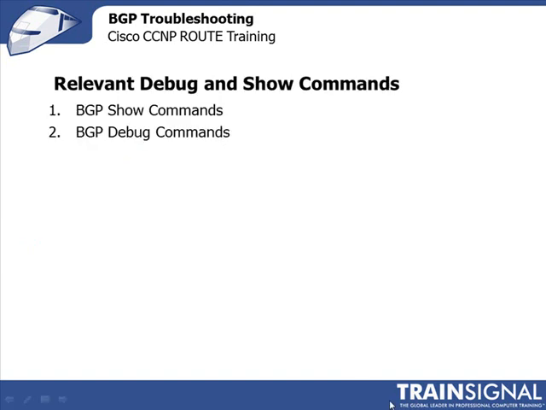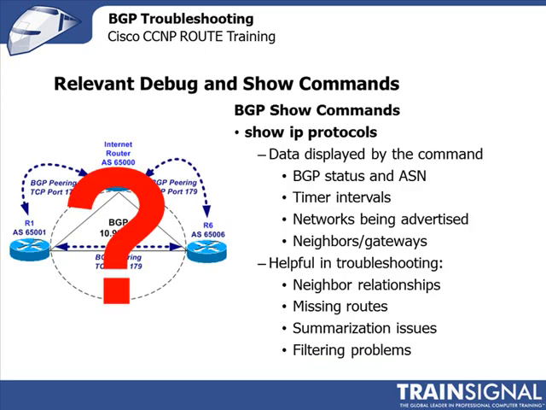So the troubleshooting process in BGP requires use of several show and a couple of debug commands that you should be familiar with, and we're going to look at those right now. First the show commands, and then the debug commands. Show commands, obviously you have the show IP protocols. It's going to show your BGP status of your neighbors, your autonomous system number, timer intervals, and networks being advertised in gateways. And this ends up being helpful for troubleshooting neighbor relationships, missing routes, summarization problems, and filtering issues.